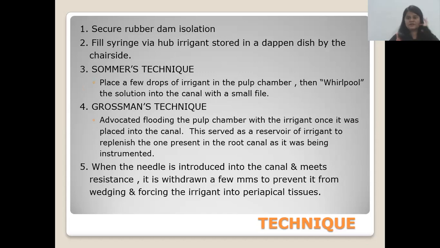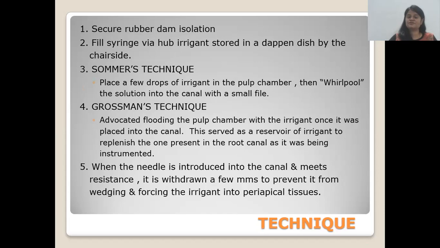So, as a technique for drip irrigation includes isolation using a rubber dam, then fill the syringe via the hub with irrigant stored in a dampened dish by the chairside. Somers' technique will place a few drops of irrigant into the chamber, then whirlpool the solution into the canal with a small file. Grossman's technique advocates flooding the pulp chamber with the irrigant, and once it is placed in the canal, this serves as a reservoir of irrigant to replenish the one present in the root canal as it is being instrumented.